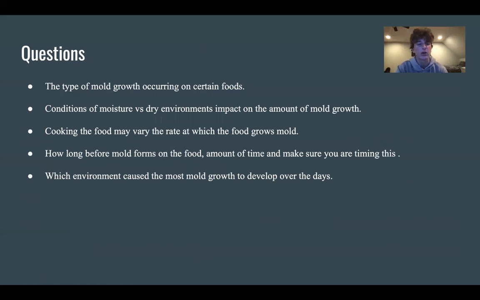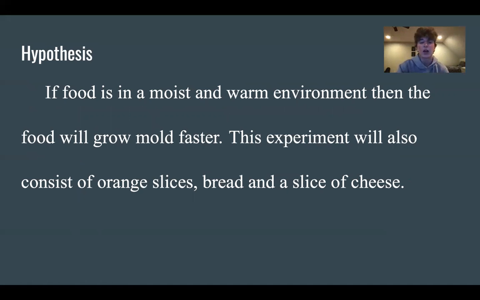Some questions I had were the type of mold growth occurring on certain foods, and the impact of moisture versus dry environments on the amount of mold growth. Also, cooking the food may vary the rate at which the food grows mold. How long before mold forms on the food? Amount of time, and make sure you are timing this. Which environment caused the most mold growth to develop over the days? My hypothesis was if food is in a moist and warm environment, then the food will grow mold faster.